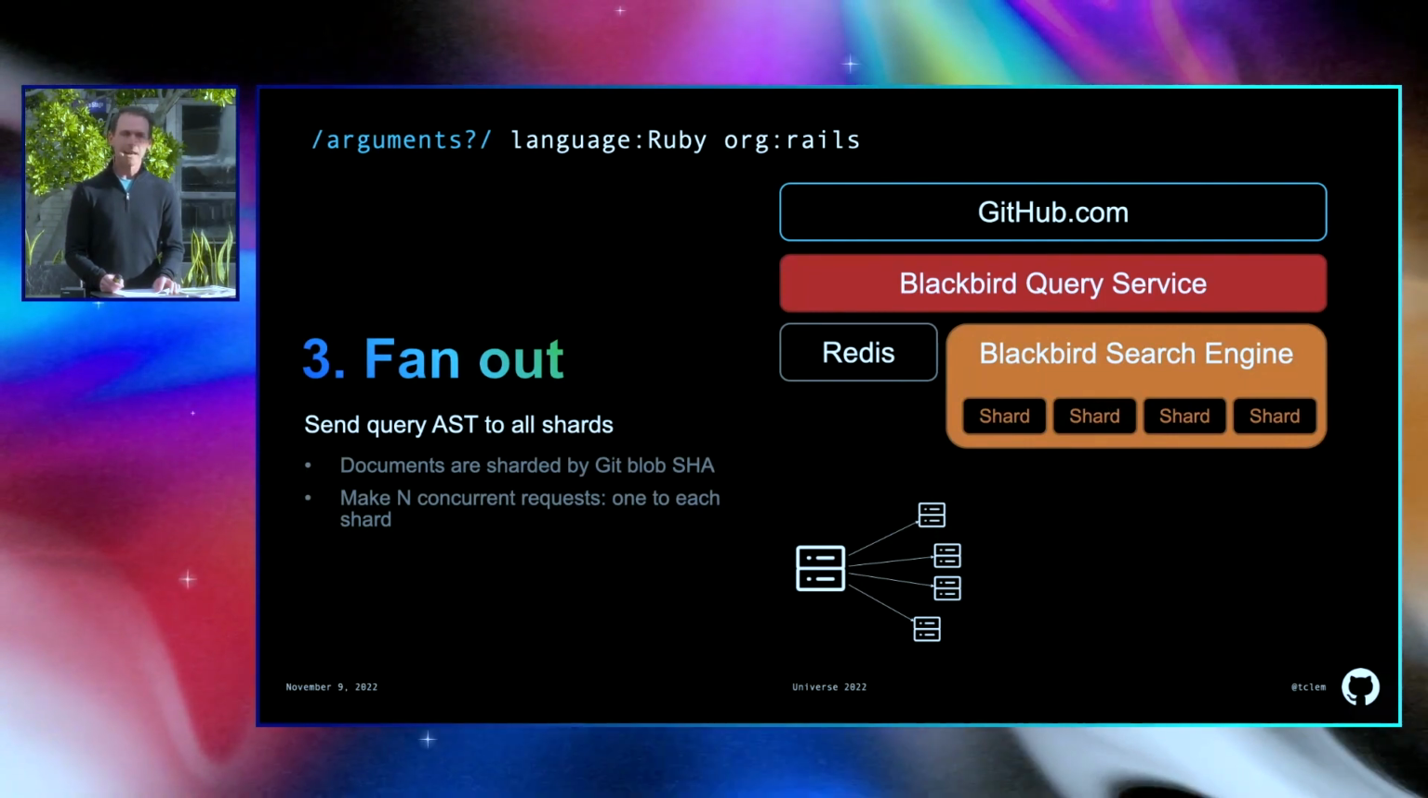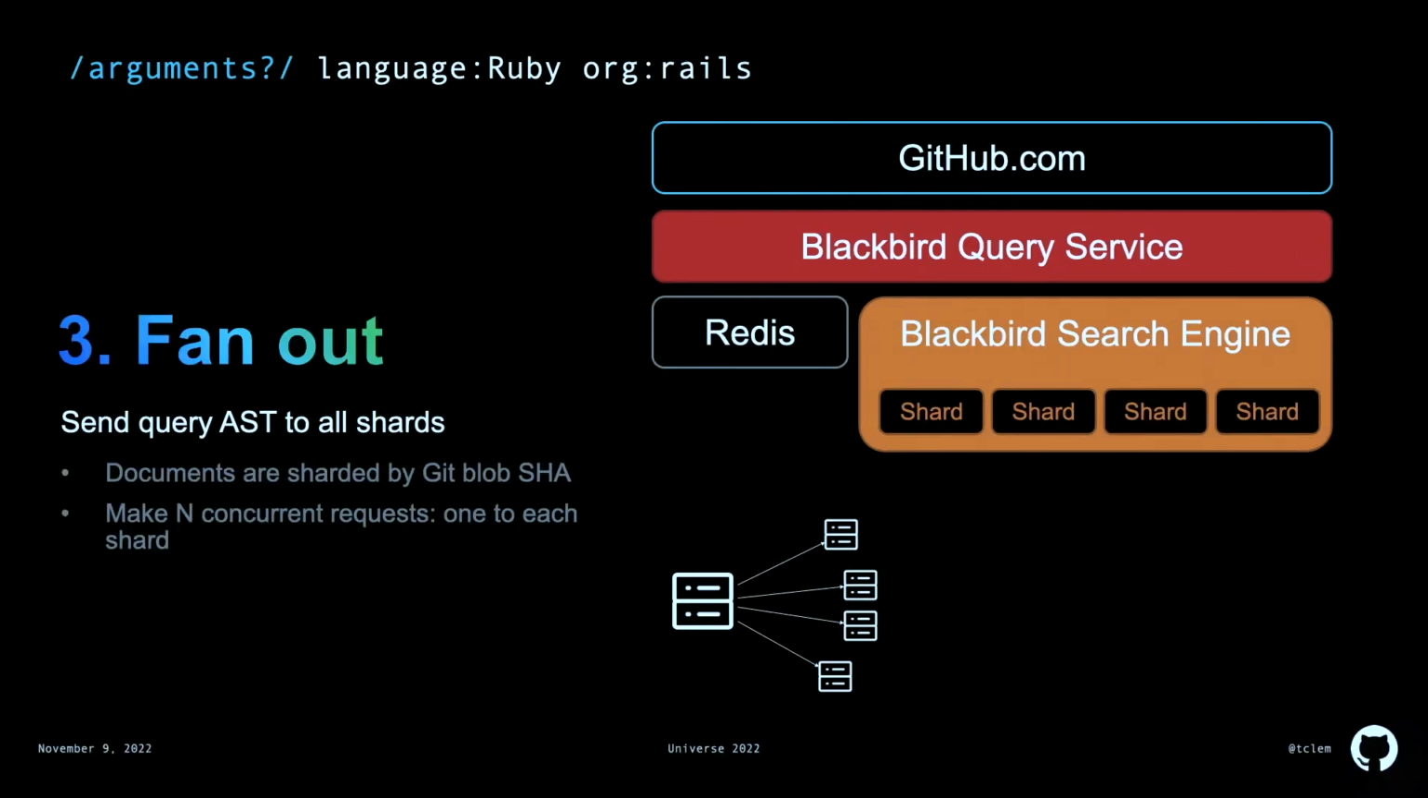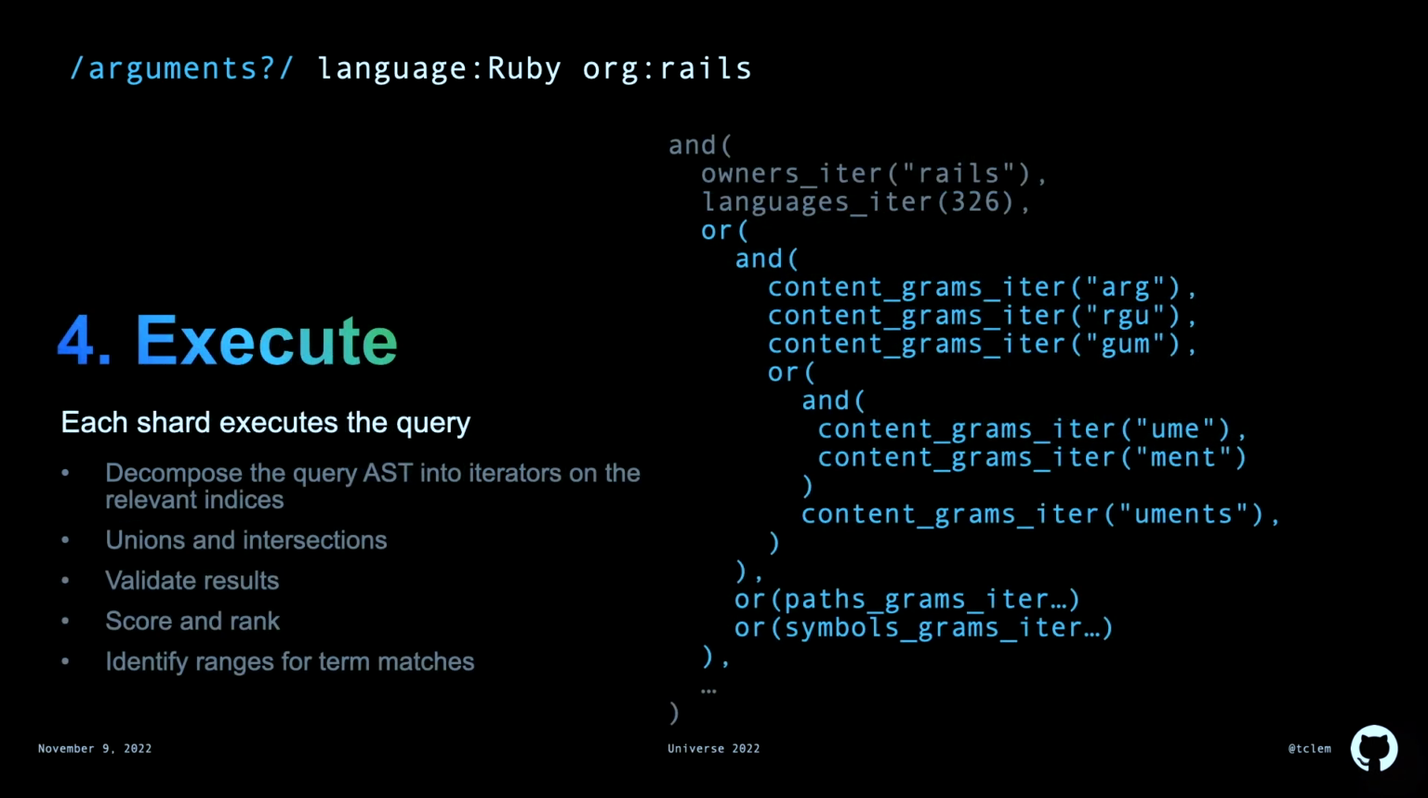Then we're going to fan out, and we're going to send n concurrent requests, one to each shard in the search cluster. Remember how we sharded the content by blob SHA? Due to that, a query request must be sent to each shard. On the individual shard, we then do some further conversion of the query in order to look up information in its indices. Here you can see that the regex gets translated into a series of substring queries on the n-gram indices that we talked about before.